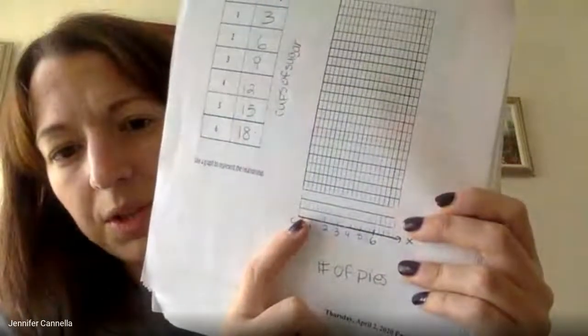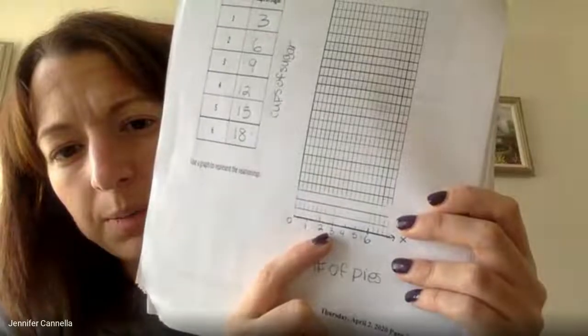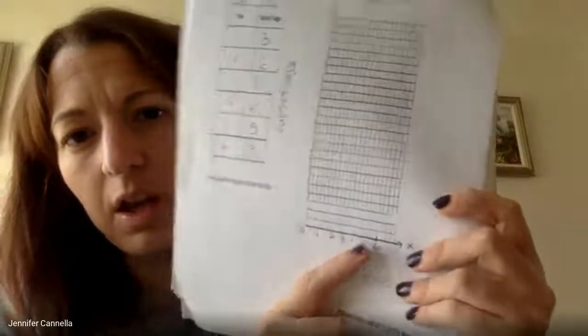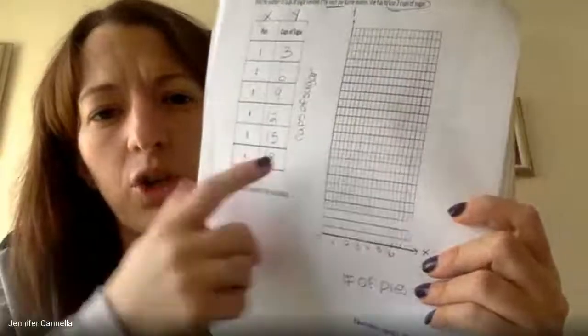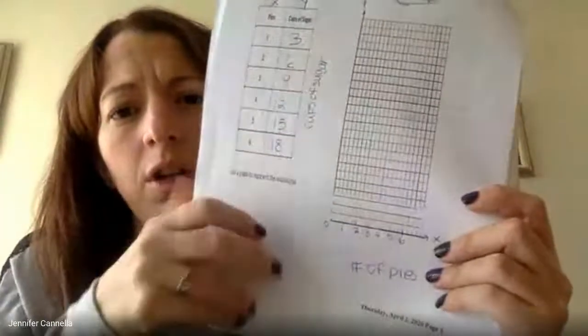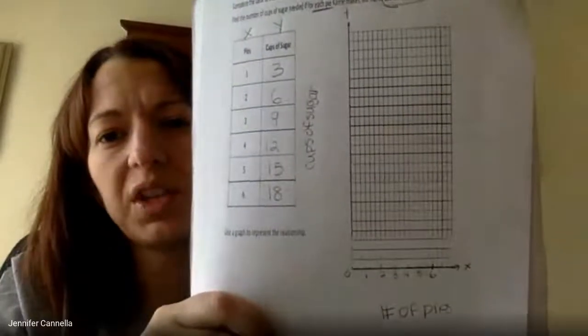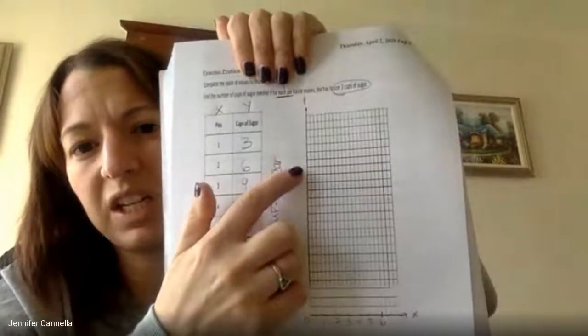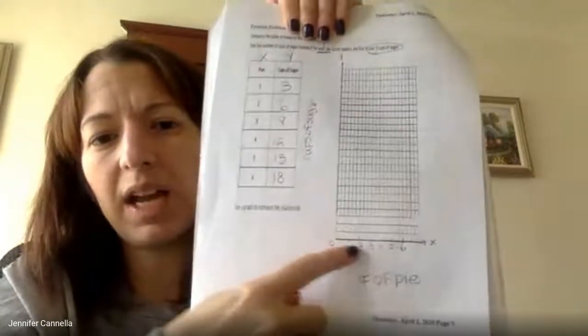Yeah, that's right. So 0, skip, skip 1, skip, skip 2, skip, skip 3, skip, skip 4, skip, skip 5, skip, skip 6. Now, if I look at the y, which is the sugar, which is over here on the vertical, I'm going to count by 3s because that's what the chart says. So I'm going to go 0, skip, skip 3, skip, skip 6, skip, skip 9, skip, skip 12, skip, skip 15, skip, skip 18. Same way I did it here, I'm going to be consistent.